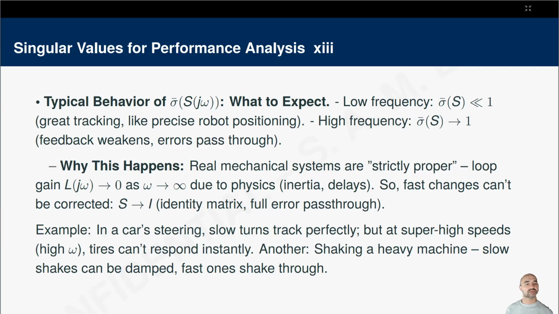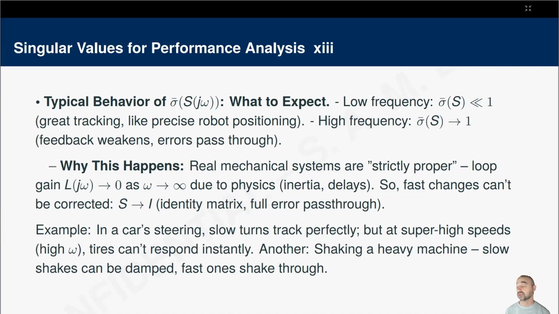Sigma bar S is much less than 1, which results in great tracking, because this sigma bar S relates to our weight and also to the ratio of the vector 2-norm error over the vector 2-norm tracking. S was again the transfer function between the reference vector and the error. So much less than 1 means great tracking, like precise robot positioning.